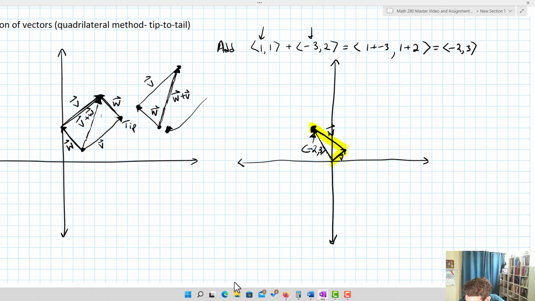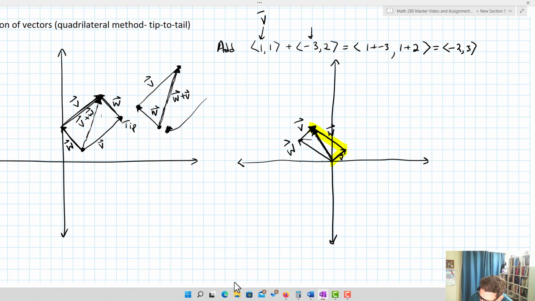Let's say, for example, I go out on w first. Let's do (-3, 2). There's w. And then I go over 1 and up 1 to get (1, 1) using my tip to tail method. And so there's v moved over, and I end up at the same place. This is how we end up with the real idea of the quadrilateral method. The quadrilateral that's created here gets me to the same place. It still gets me to (-2, 3).